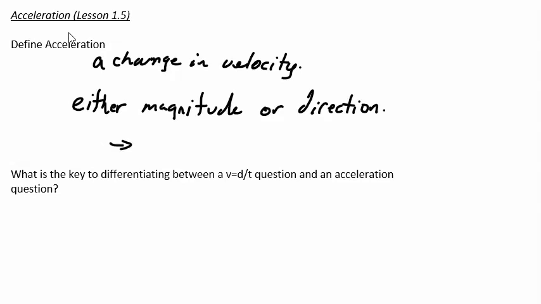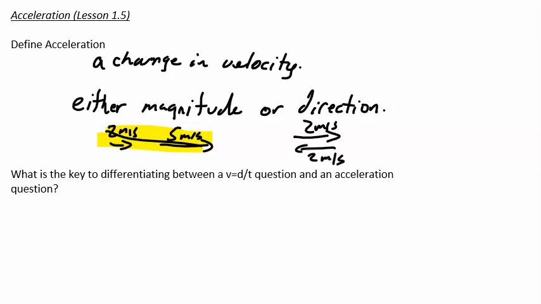If something is moving at, let's say, 2 meters per second this way, and a little while later it is moving at 5 meters per second to the right, it is a change in velocity that is happening over a period of time. But if an object is moving 2 meters per second to the right, and a little while later it is moving 2 meters per second to the left, that also is a change in velocity. It's not a change in magnitude, the overall speed, but the direction has changed, which means something has happened to cause that change. So it's either magnitude or direction for the change in velocity.